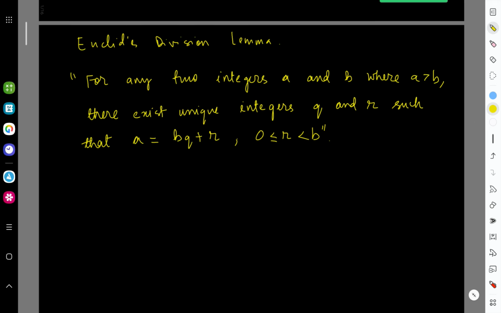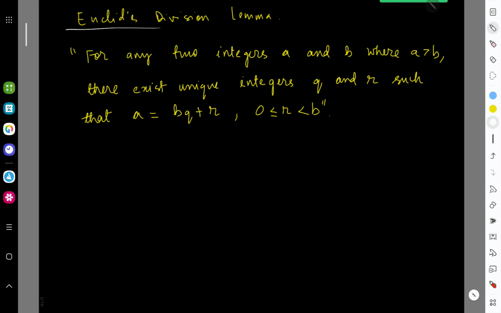Let us first see what is Euclid's division lemma. The statement says, for any two integers a and b where a is greater than b, there exist unique integers q and r such that a equals b times q plus r, and the condition is the remainder should be greater than or equal to 0, and it should be less than the divisor.